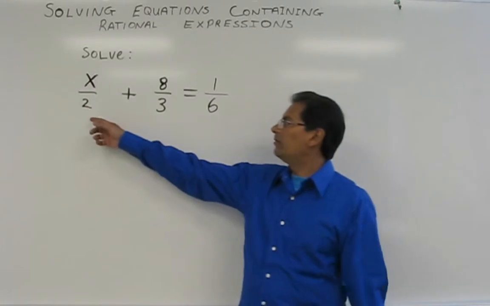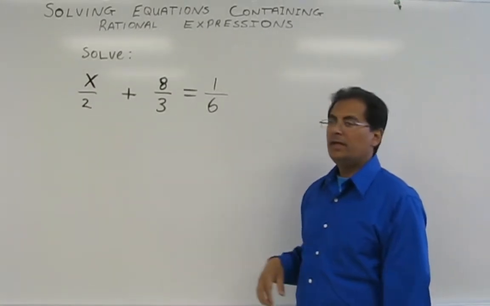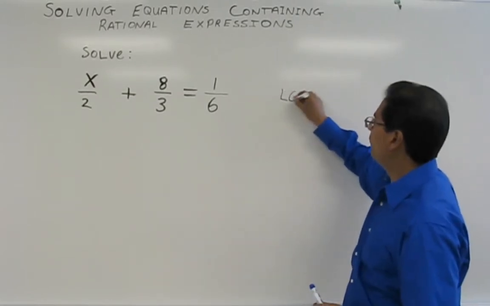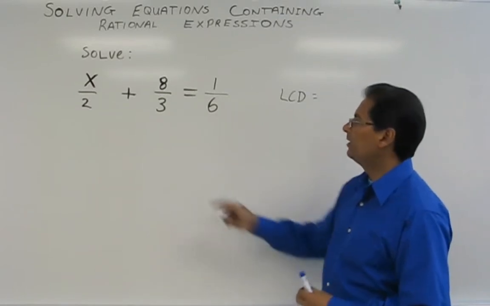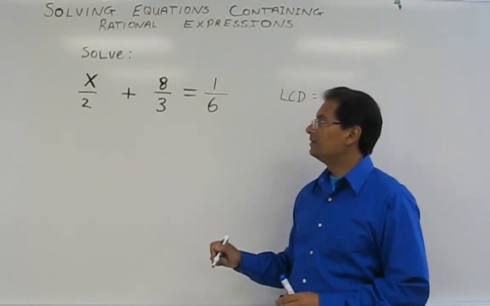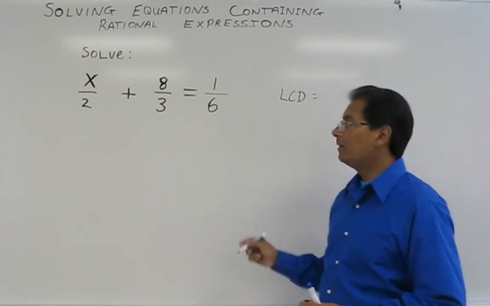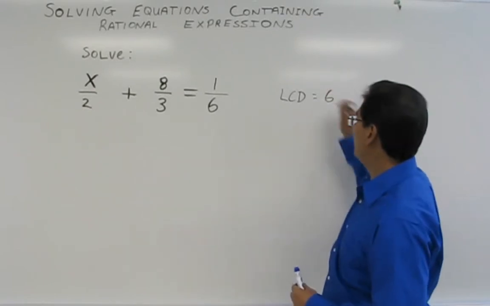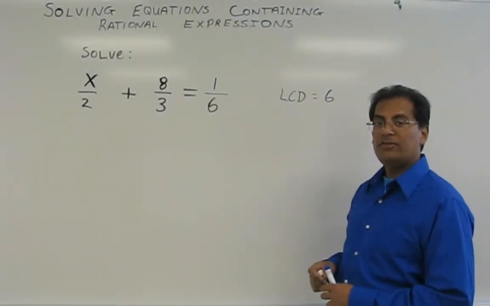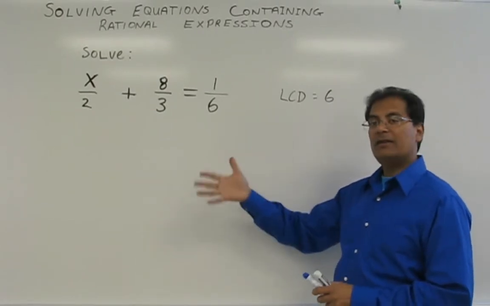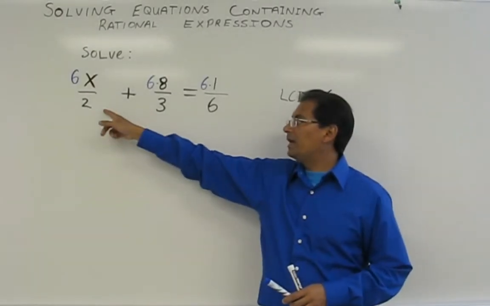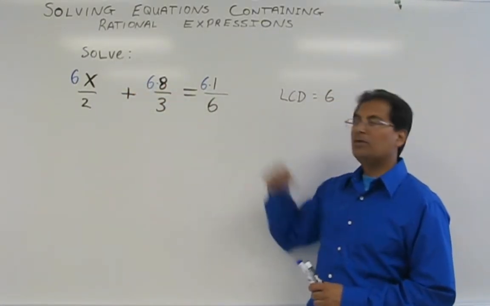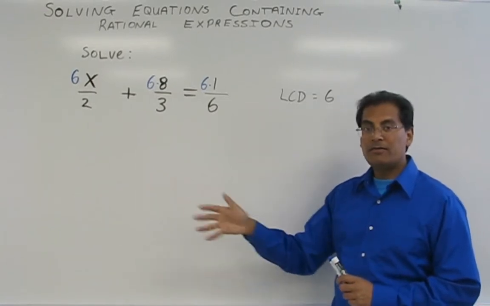Here we're asked to solve the equation x over 2 plus 8 over 3 is 1/6. So the first thing we have to figure out is what is the LCD. If we look closely at this, we'll find the LCD of 2, 3, and 6 is going to be 6. Because 2 will divide into 6, and 3 will divide into 6, and 6 will also divide into 6. So the LCD is 6. So the first step is to multiply the entire equation, left and right, by 6: 6 times x over 2 plus 6 times 8 over 3 equals 6 times 1 over 6. So we've multiplied everything by 6.